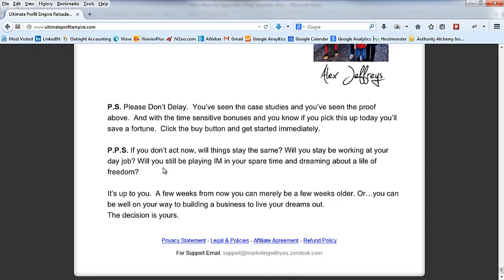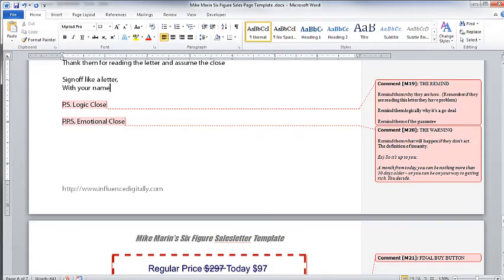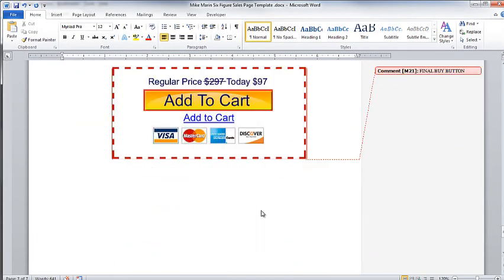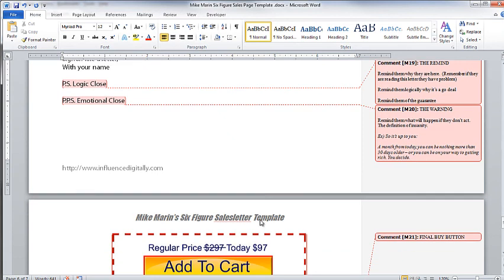So if you don't act now, will things still stay the same? Will you still be working your day job? Will you still be playing I Am in your spare time and dreaming about a life of freedom? It's up to you. A few weeks from now, you can merely be a few weeks older, or you can be well on your way to building a business to live your dreams out. So that's it. And then the final buy now button.